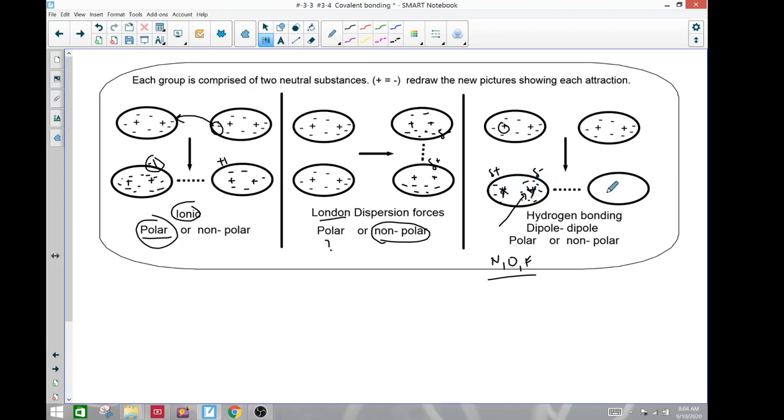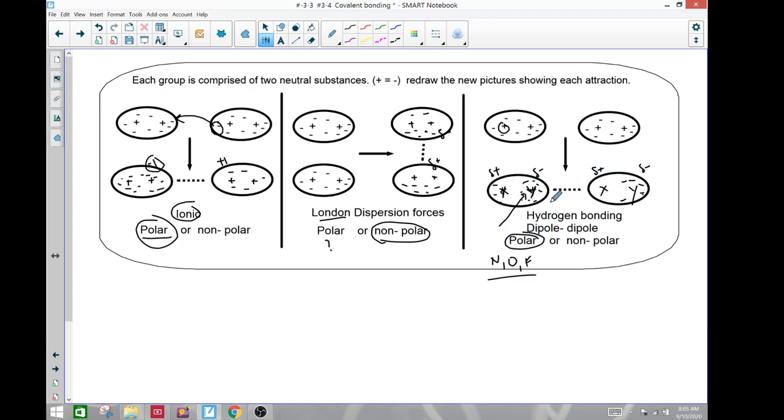Okay, so now X is here and Y is here. Well, now the electrons are also over here, so this guy's partial negative here, this guy's partial positive here, and you'll notice that this is a nice attraction here, and it's permanent. Okay, this is a polar molecule.